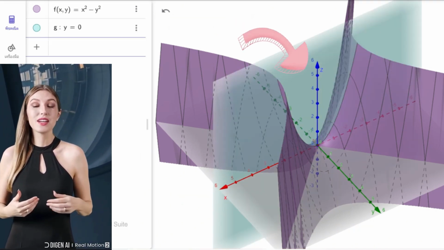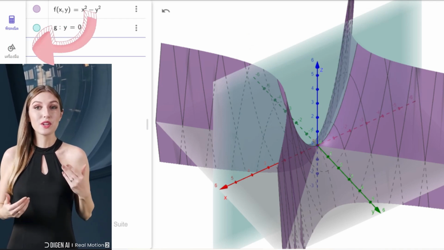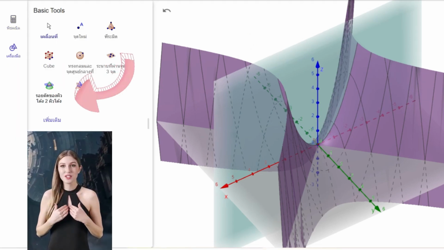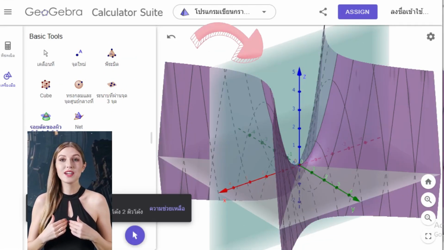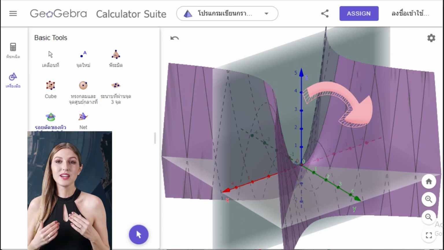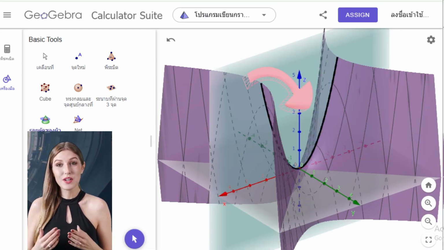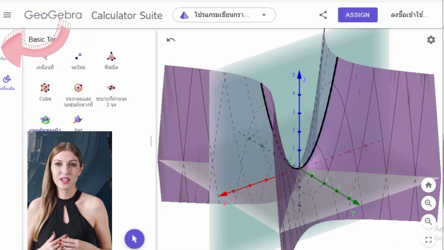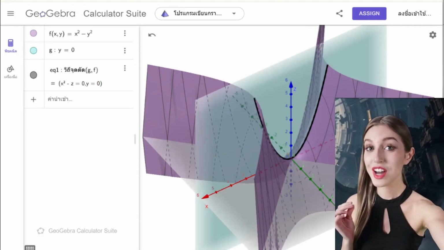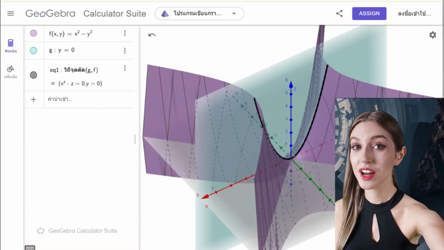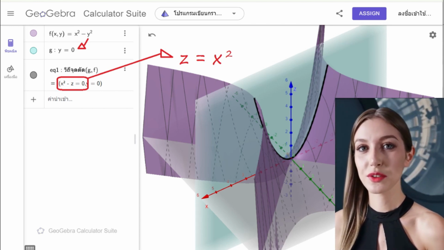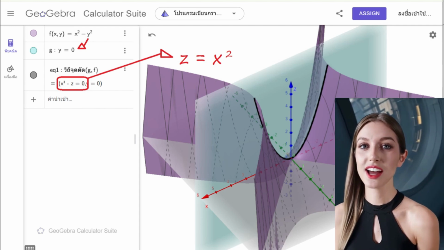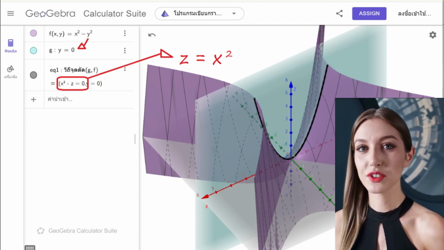If we want to see the intersection curve line on the plane, click on the Tools button. Click at intersection line between two surfaces. Click on the first surface and then click on the second surface. Then the intersection curve line appears. Click on the Algebra button to see the equation of the intersection line. GeoGebra shows the intersecting equation x squared minus z equals 0. We can rewrite the equation as z equals x squared, which is the parabola curve as in our original equation.